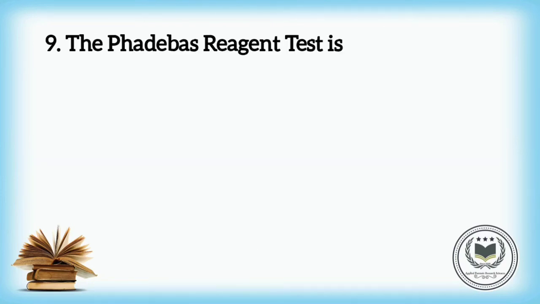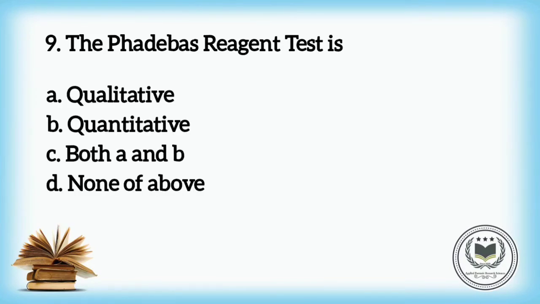The question number 9 is, the Phadebas reagent test is A, qualitative. B, quantitative. C, both A and B. D, none of the above. And the correct option is C, both A and B.